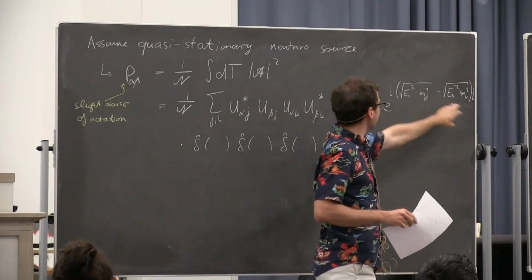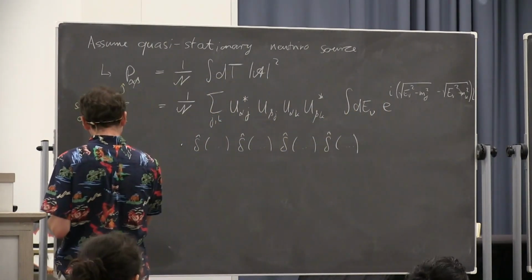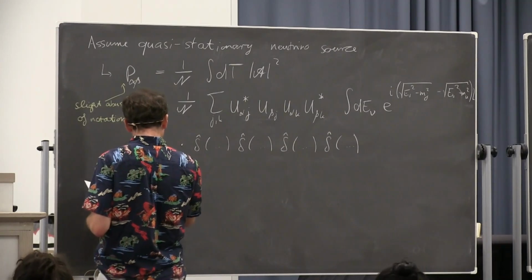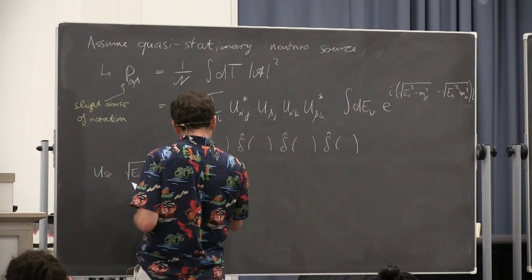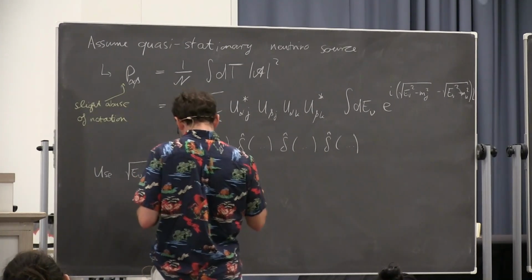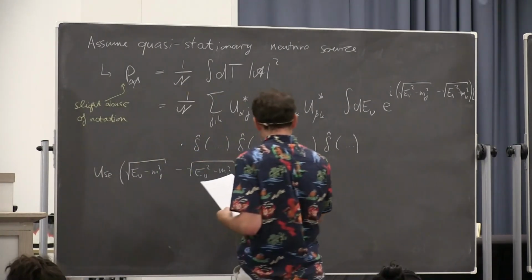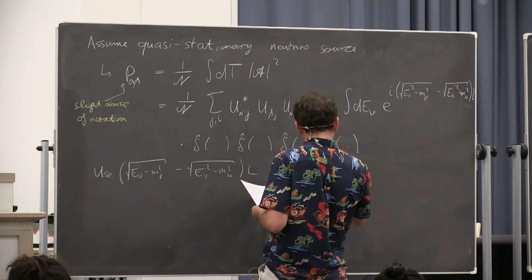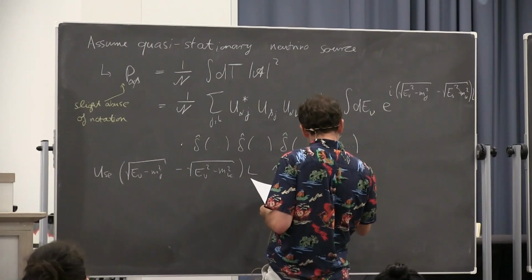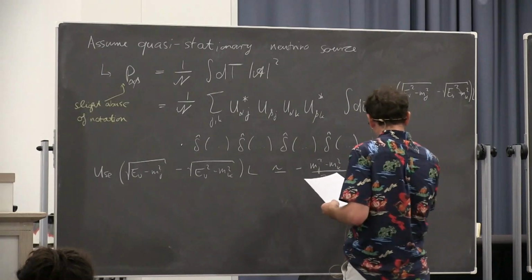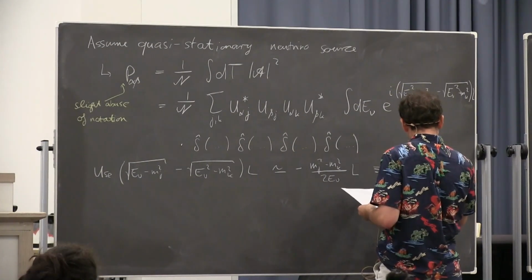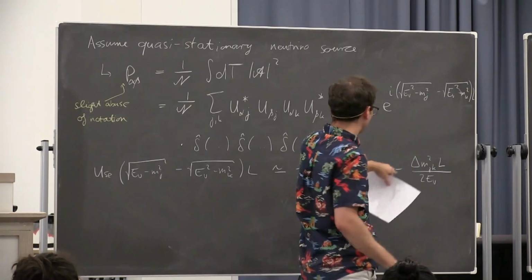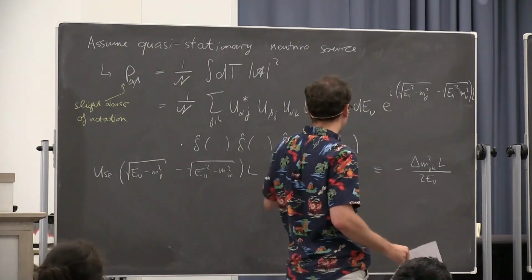So now we use a Taylor expansion in the phase factor. We use that the square root of E nu squared minus mj squared minus the square root of E nu squared minus mk squared, times L, is approximately equal to minus (mj squared minus mk squared) divided by 2 E nu times L, and usually we call this minus delta m jk squared times L divided by 2 E nu. So that's basically the definition of this quantity delta m jk squared. It's just mj squared minus mk squared.